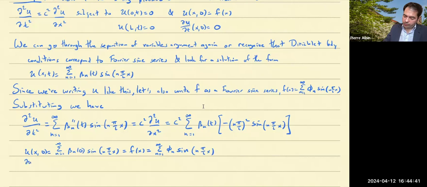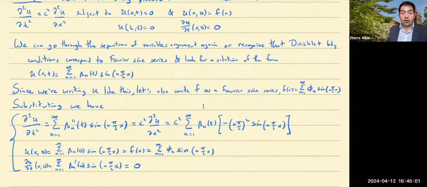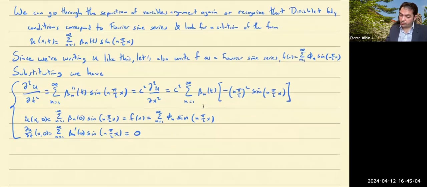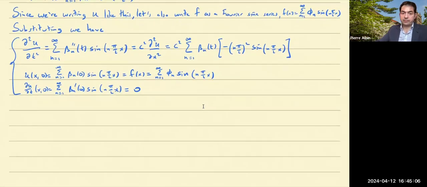And then the derivative of u with respect to t at x comma 0. So that would be the sum, n goes from 1 to infinity, of beta n prime at 0. I want that to be equal to 0. So these are the equations we want to solve, right?